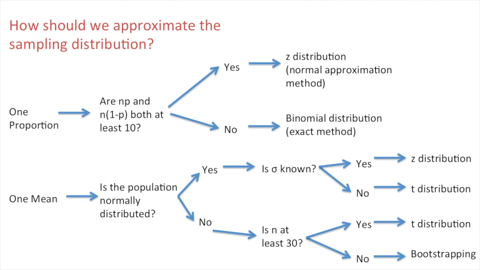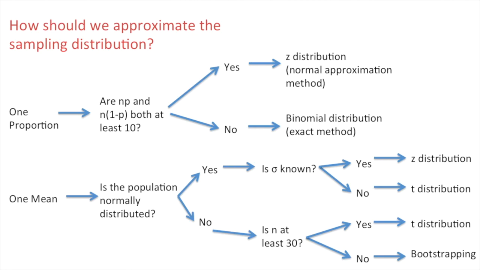For one mean, the first question that you can ask is, is the population normally distributed? If yes, the next question is, is the population standard deviation known? We're not going to cover this in this class, but if the population is normally distributed and the population standard deviation is known, then the sampling distribution would be approximated using a z-distribution. This is most commonly seen in the social sciences when you're working with standardized tests, which are normed to have a given population mean and population standard deviation. In other fields, you're not going to see this as often.